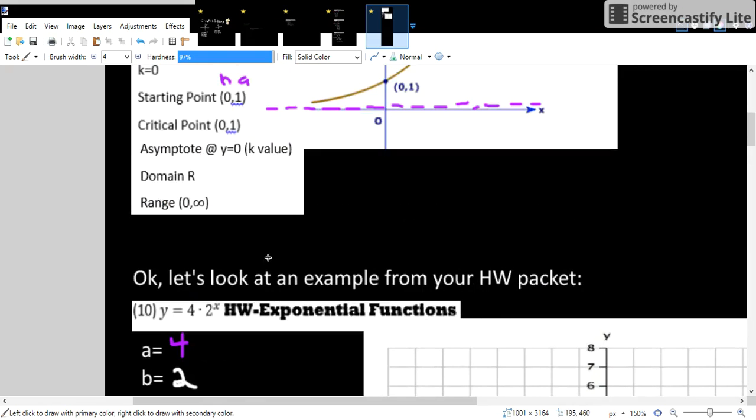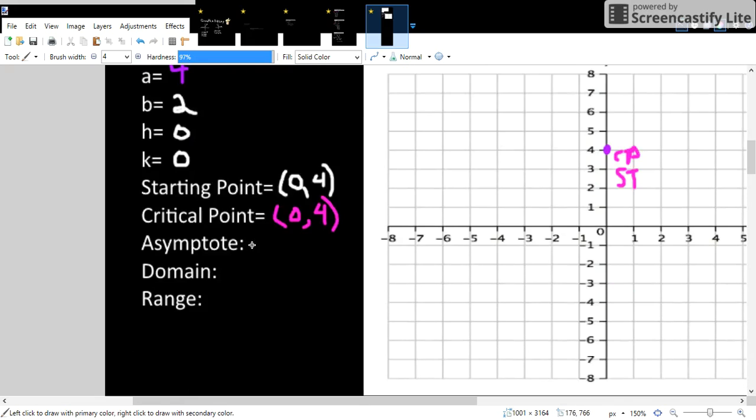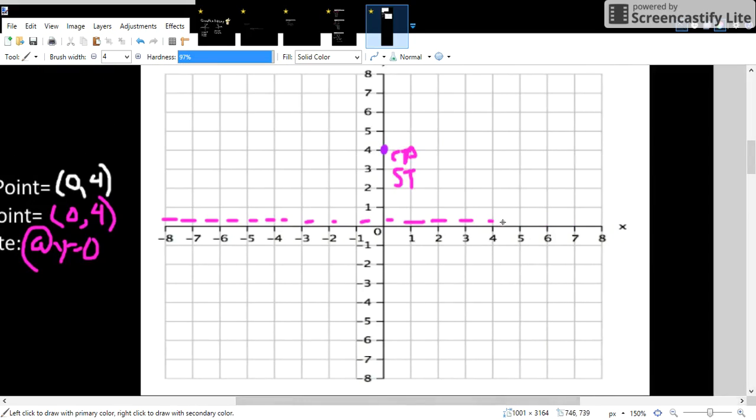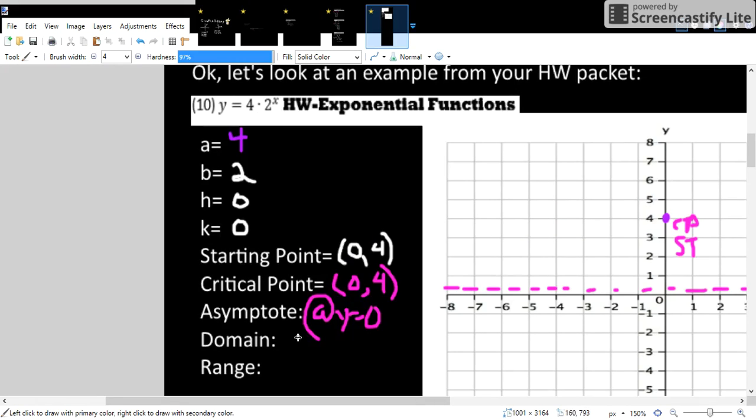Our asymptote, again, is the horizontal line. That's our k value. K equals 0, so we have it at y equals 0. So we'll draw our dashed line. Again, we do all this stuff before we even graph the actual line. Well, let's go ahead and graph it now.